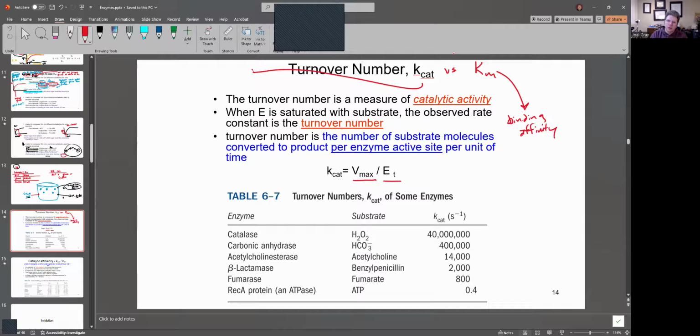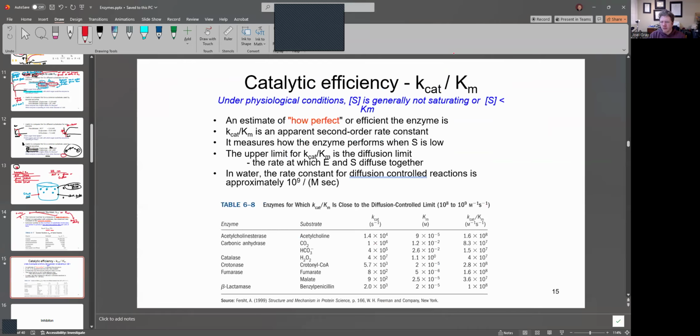And Kcat is how much substrate gets converted to product per active site per unit time. Km versus Kcat is a measure of effectively our catalytic efficiency. This is balancing those two variables and asking how quickly, or how much, are we converting? How much substrate are we converting to product? And how tightly do we bind that substrate?